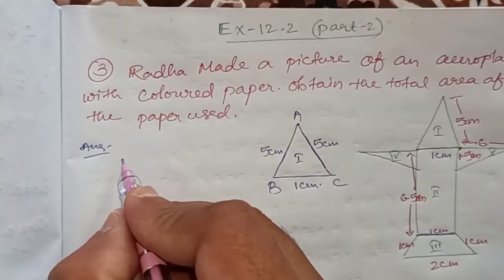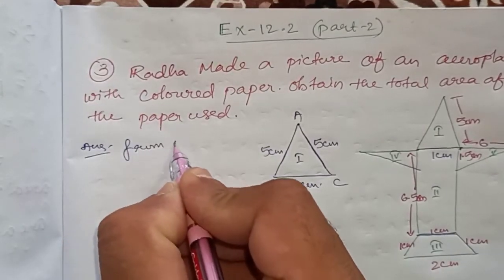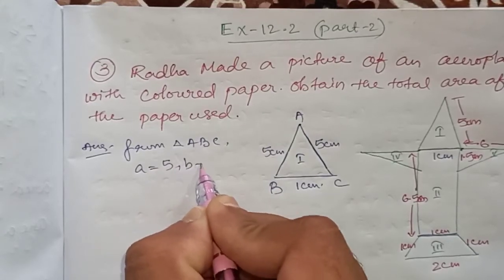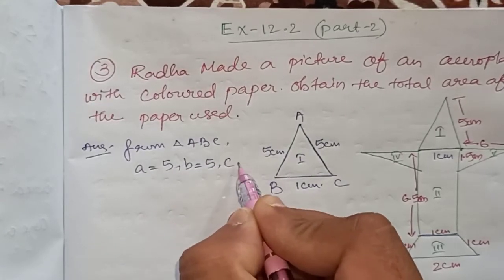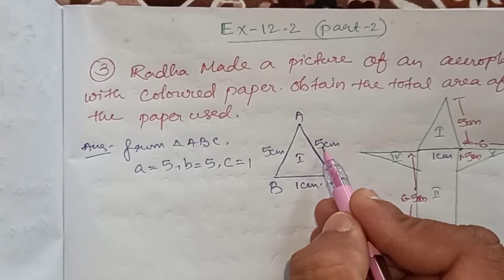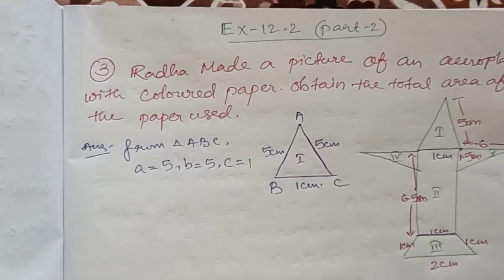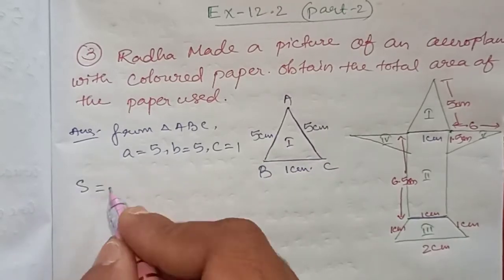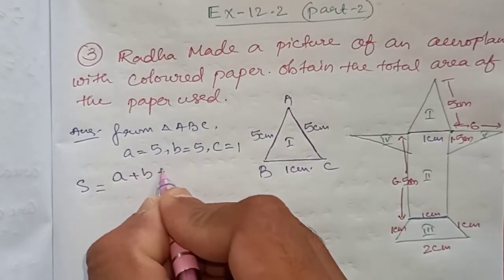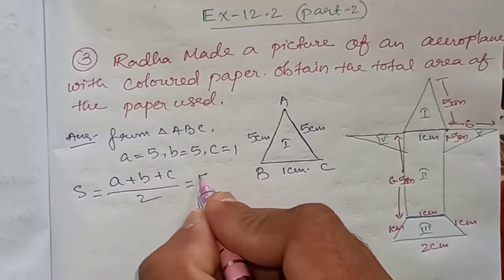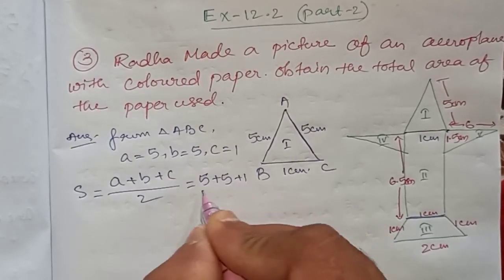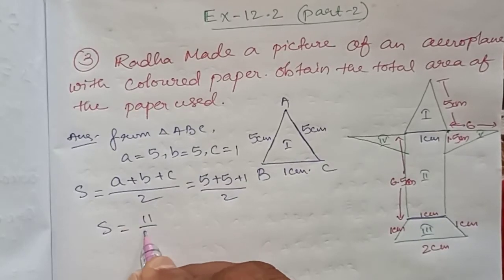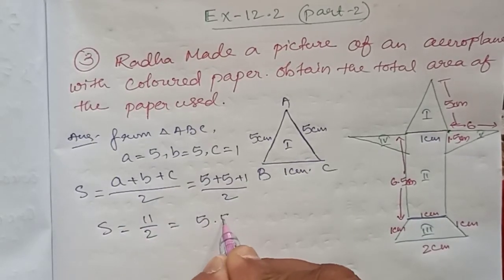So from triangle ABC, A equals 5, B equals 5 and C equals 1 I have taken. Now to find the area of this triangle we will use Heron's formula, that is S equals (A plus B plus C) by 2, that is (5 plus 5 plus 1) by 2. So we will get S equals 11 by 2, that is 5.5.